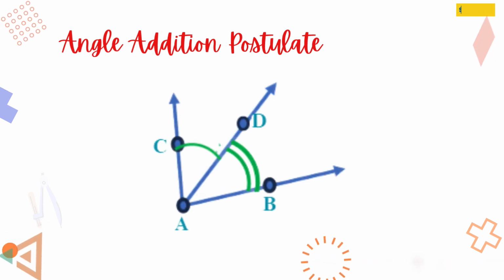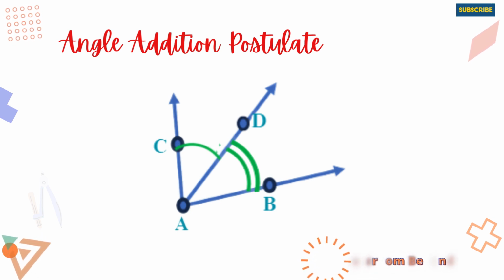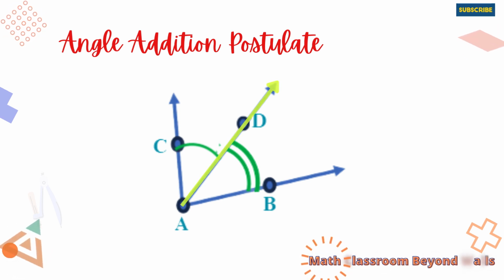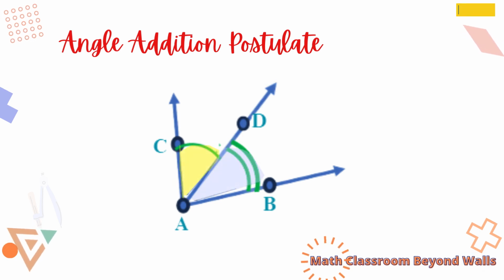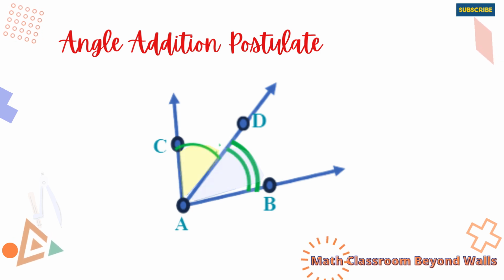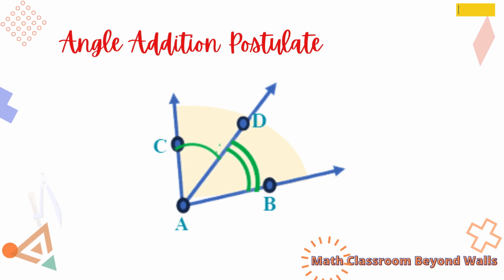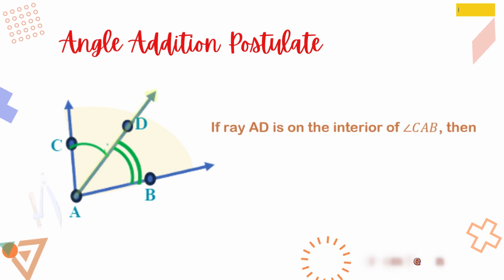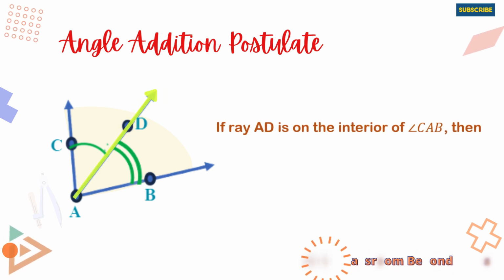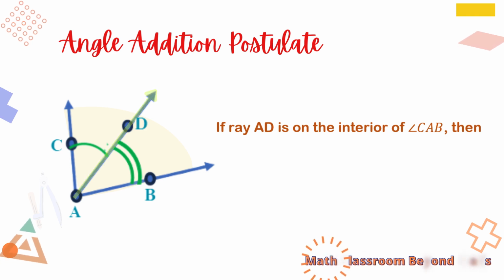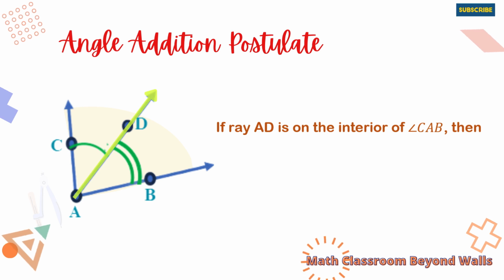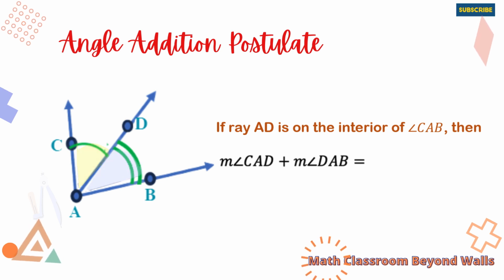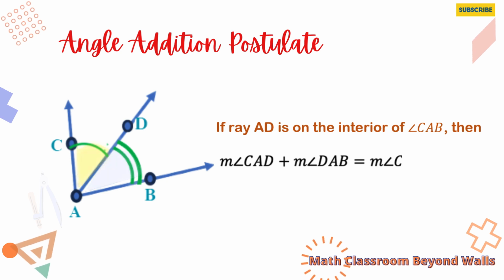So, the angle addition postulate states that if a ray lies in the interior of an angle, dividing the angle into two smaller adjacent angles, the sum of the measures of the two smaller angles is equal to the measure of the original angle, the larger angle. Using this figure, where ray AD is in the interior of angle CAB, the angle addition postulate can be mathematically written as the measure of angle CAD plus the measure of angle DAB is equal to the measure of angle CAB.